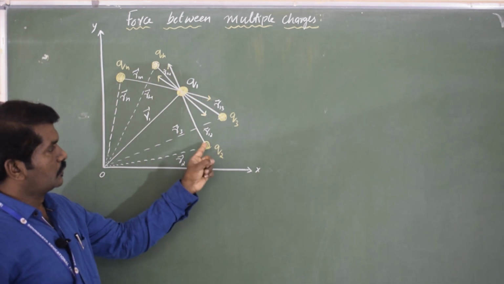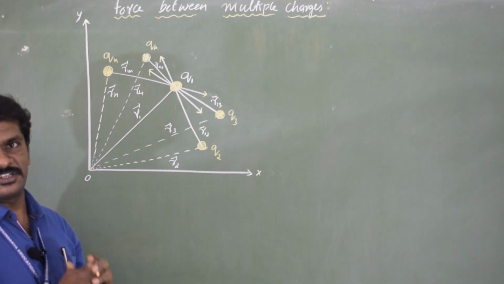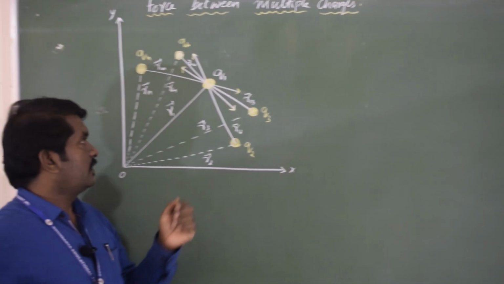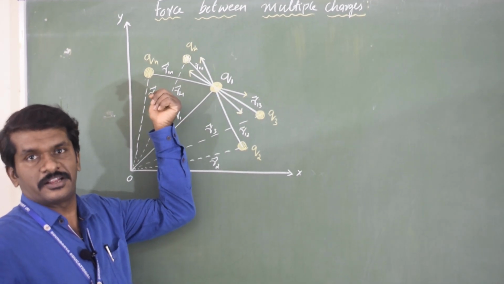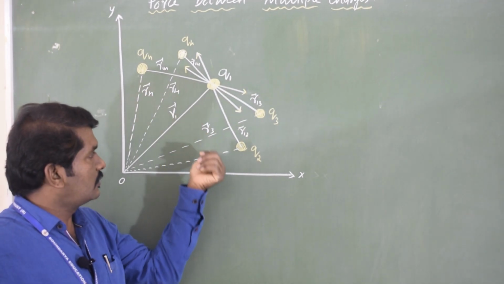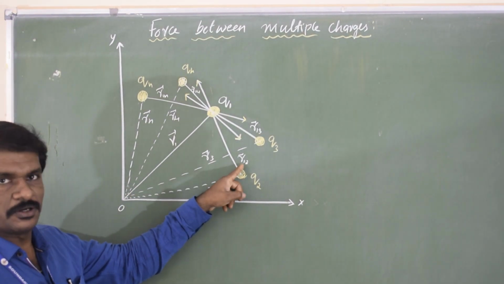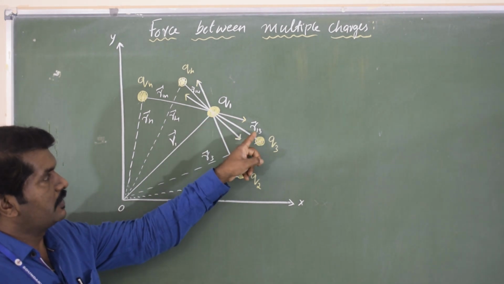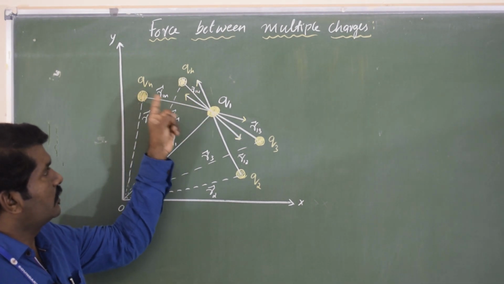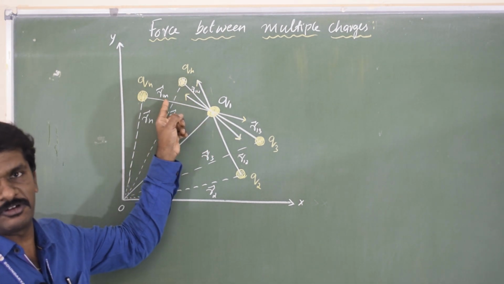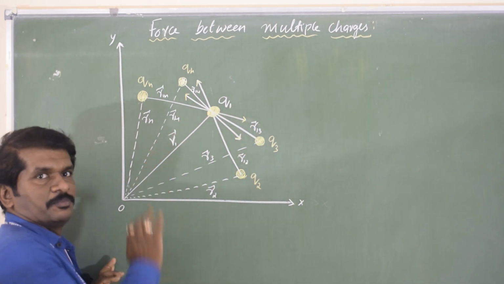Let Q1, Q2, Q3, Q4 and so on up to Qn be the n number of charges which are located at distances of R1, R2, R3, R4 and so on up to Rn. So these are called the position vectors. Let the distance between Q1 and Q2 be R12, Q3 and Q1 be R13, Q4 and Q1 be R14 and so on. Qn and Q1 will be R1n. So different charges are located at different positions.